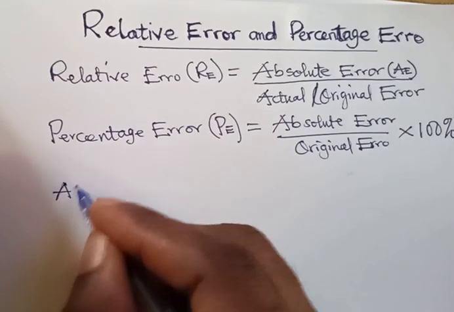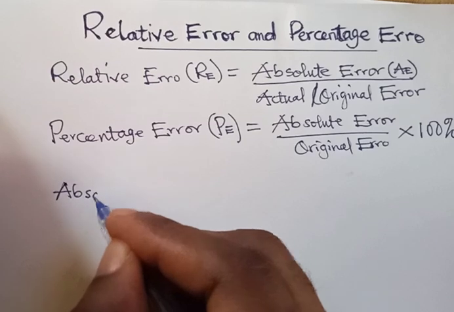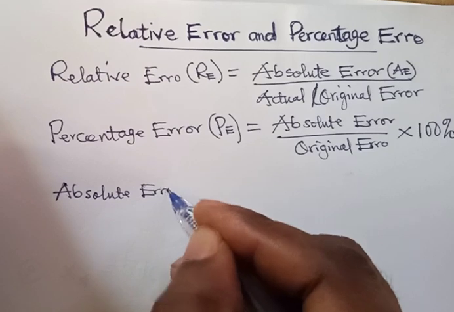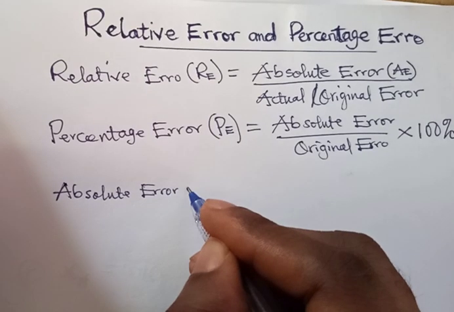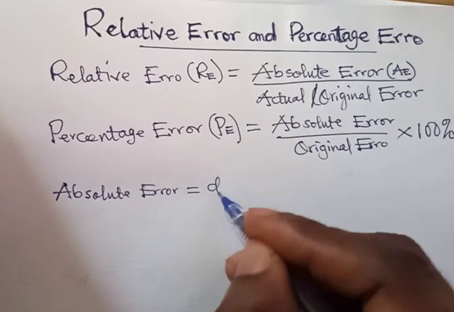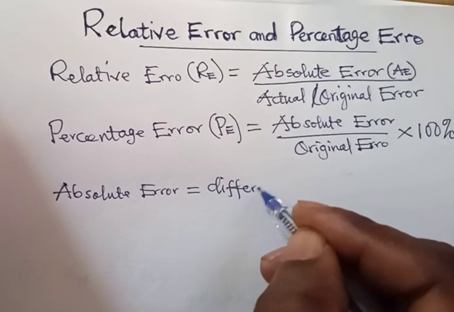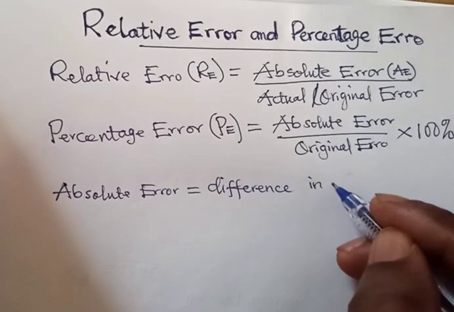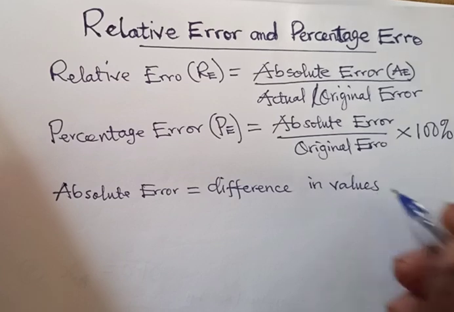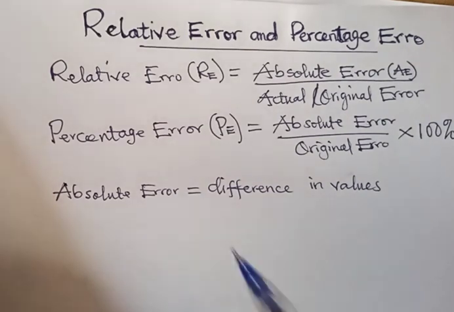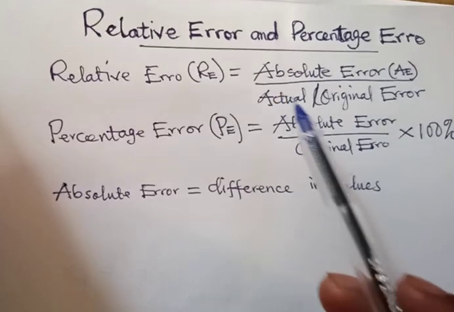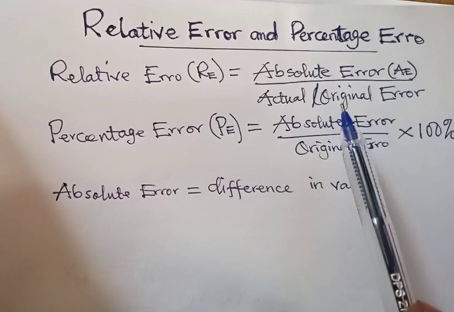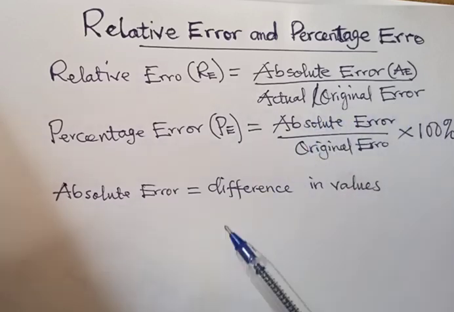So when we say absolute value or absolute error, absolute error is equal to what? Difference in values. Good. So we can even say relative error is given as the ratio of the difference in values to the actual or original error.